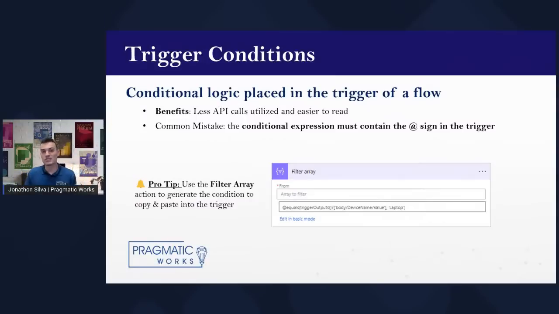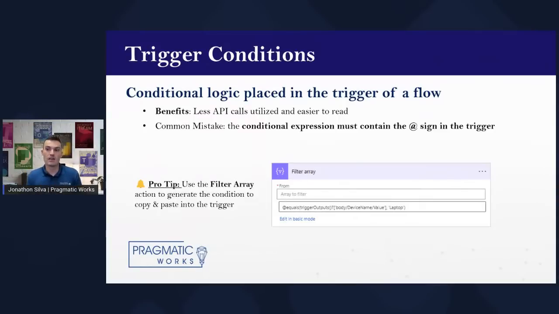What that allows us to do, utilizing the trigger condition, is save money. Let's be honest, right? We have fewer API calls, the calls from one service to another, so we have fewer that are put against our license with Power Automate. And it also makes it, oh my goodness, so much easier to read, so much easier for us to build with.